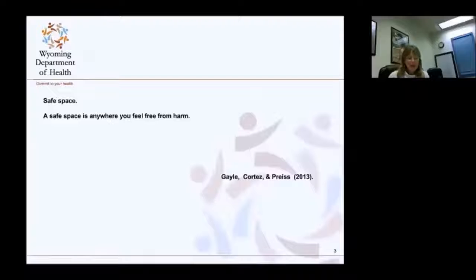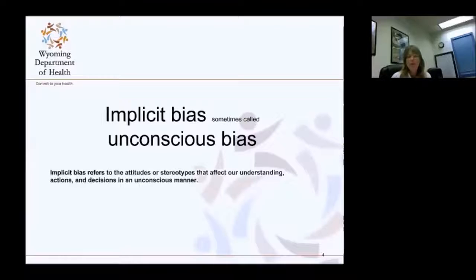We want to start by just talking about a safe space. A safe space is anywhere you feel free from harm. I want to repeat that because it's very important for this kind of discussion to have a safe space where you feel free from harm. So we want to make sure that when you are creating a space for talking about implicit bias, the space is safe for everyone to speak freely without fear of retribution or harm.